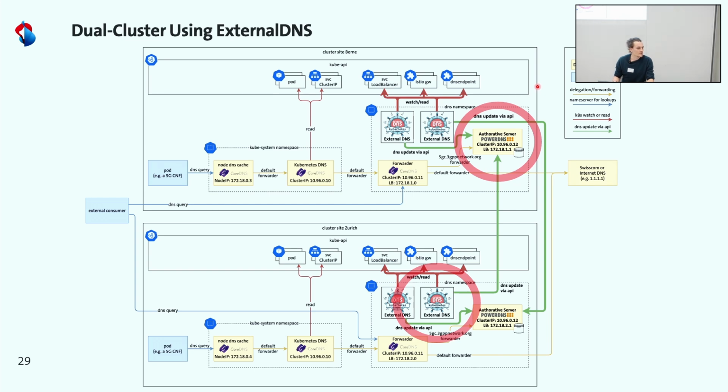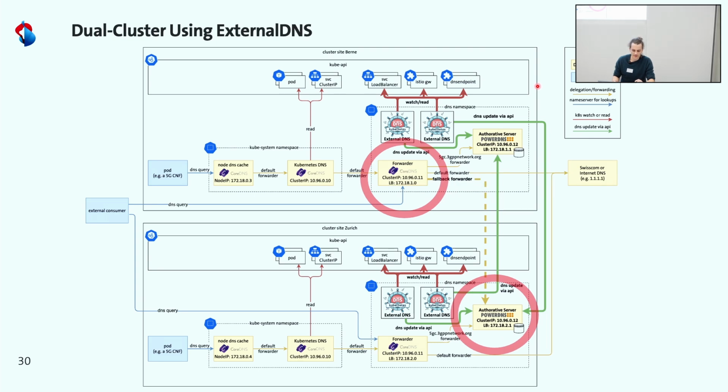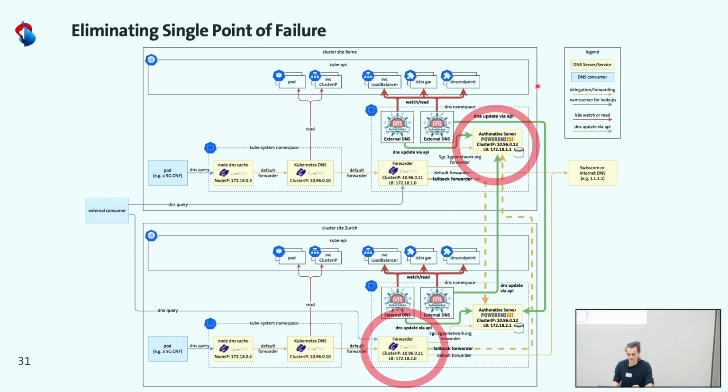Now we want to leverage this. For this, we need to set up, for example, fallback routes, because if something happens, for example, to the PowerDNS in the Bern cluster, we want to use the one from the Zurich cluster. So for this, we add fallback routes. What that means is, if our CoreDNS forwarder cannot reach its own PowerDNS, it will try to reach the one from the other cluster. And of course, this also goes the other way around, because we want redundancy both ways.